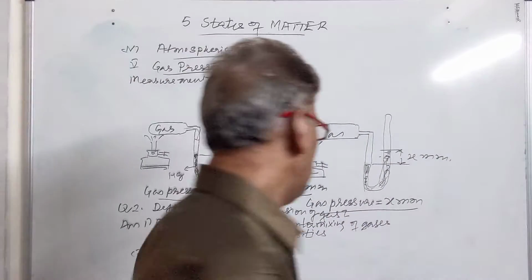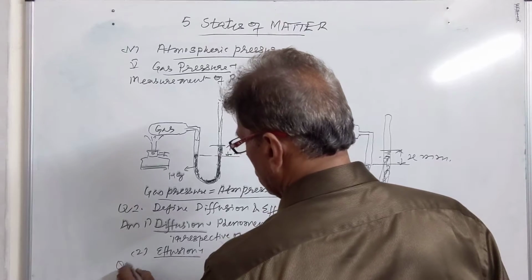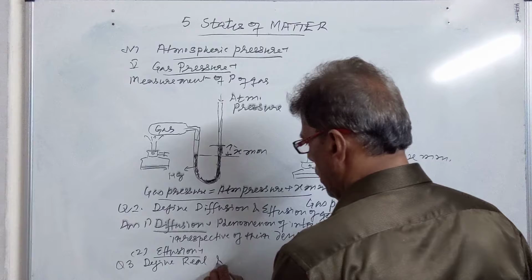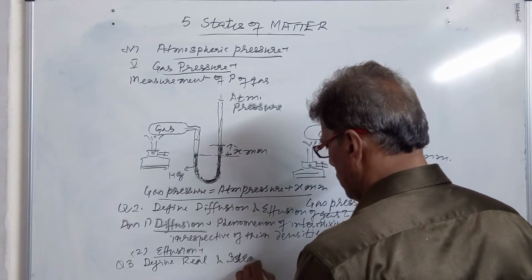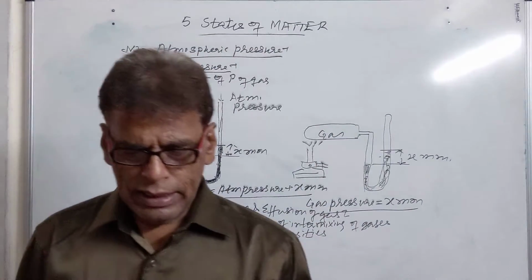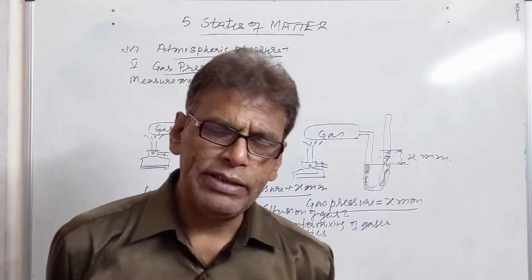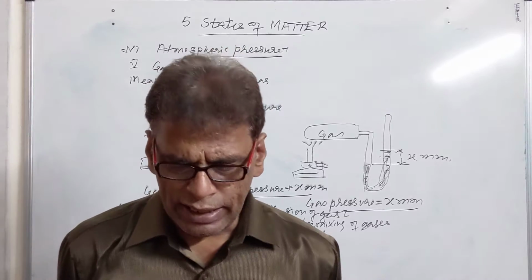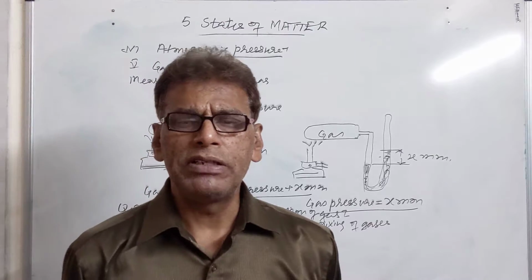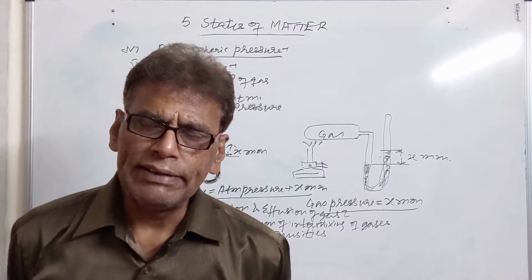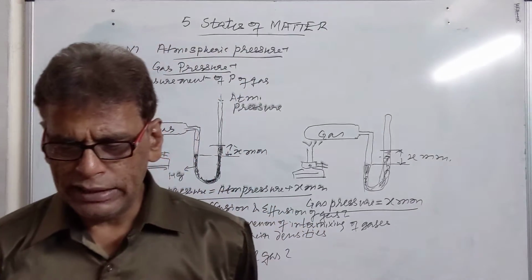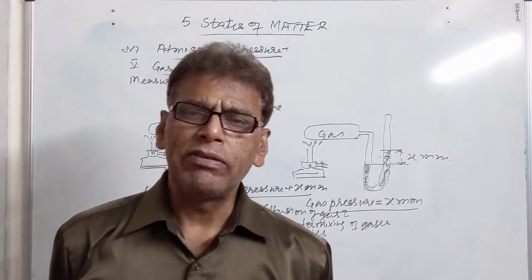Then we have define real and ideal gas. This is question number 3. Define real and ideal gas. Now, what is real gas? Real gas is that gas which obeys all the gas laws and kinetic gas equation, ideal gas equation under all the conditions of temperature and pressure. But ideal gas is that gas which obeys all the gas laws and ideal gas equation under all the conditions of temperature and pressure.